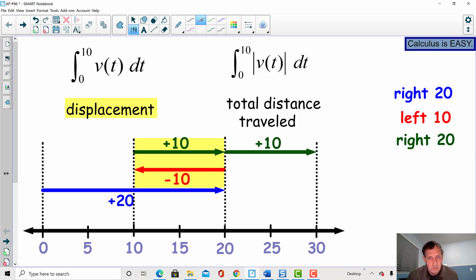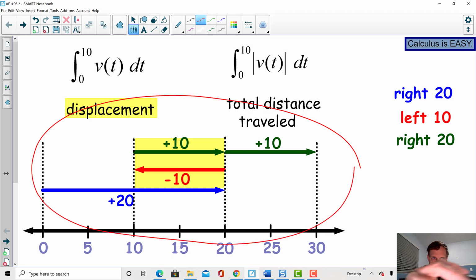Okay, today we're going to be taking a look at the total distance traveled. So all the examples from our homework today will be about that. The first example we're going to look at is an example where we go right 20, left 10, and then right 20 again. We kind of have a little bit of a drawing here of what's happening.